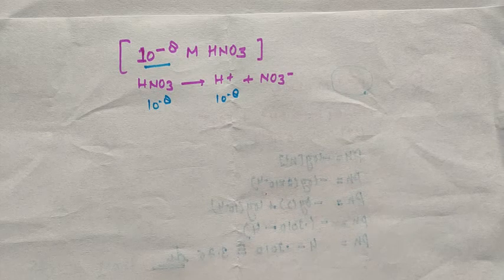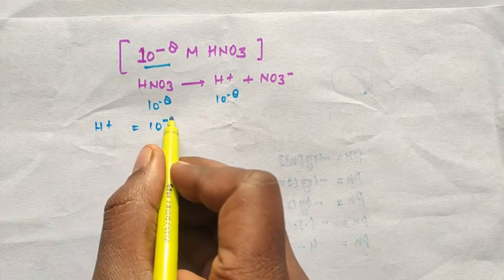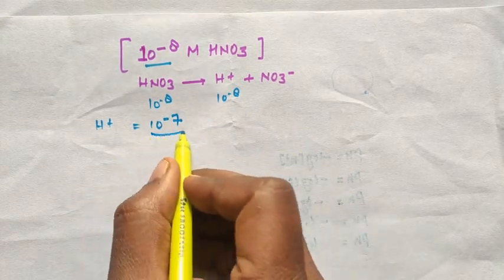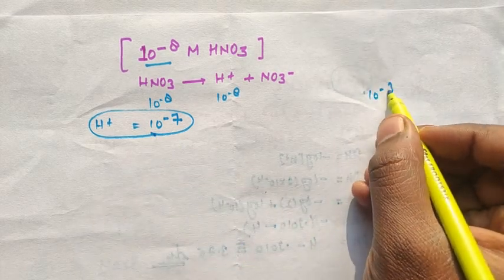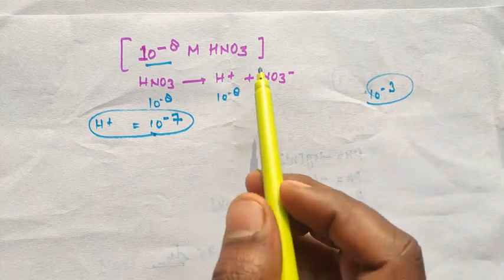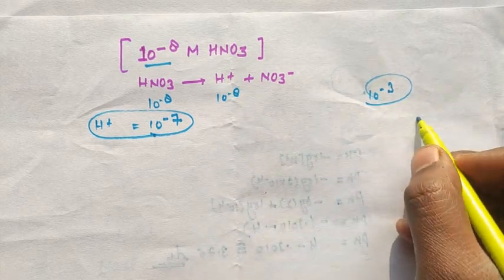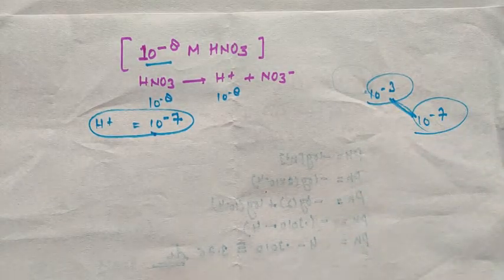But in this case, when it dissociates in water, the H plus from water will also come. You have to consider it, because water gives 10 to the power minus 7 H plus. But suppose you are given 10 to the power minus 3 molar HNO3, only in this case you will consider just 10 to the power minus 3, not the 10 to the power minus 7 from water, because you can neglect it, it is very less.